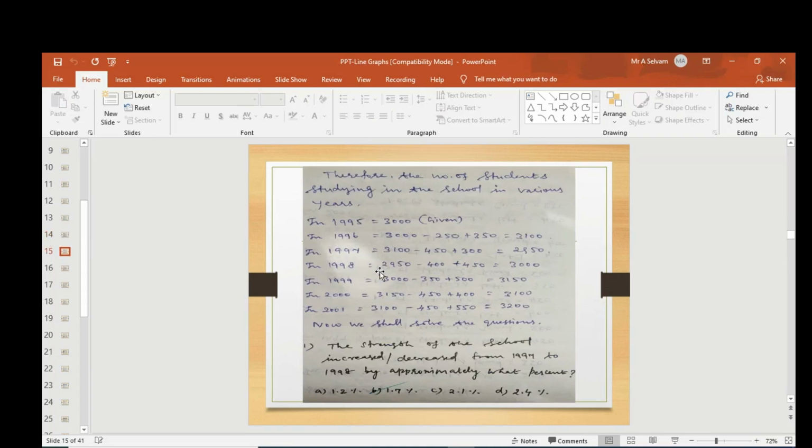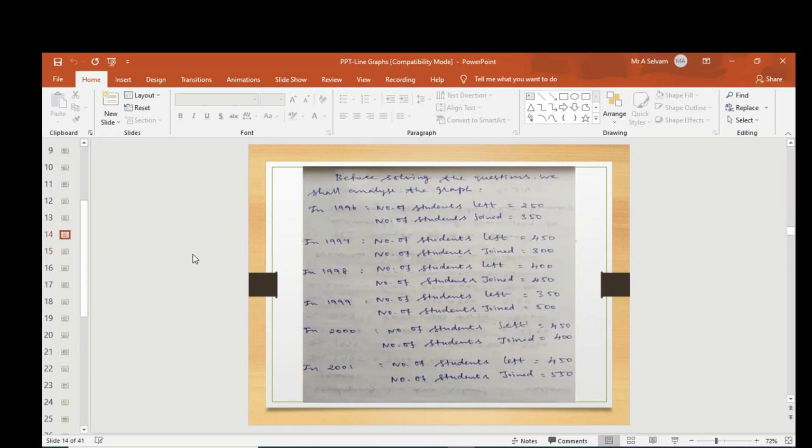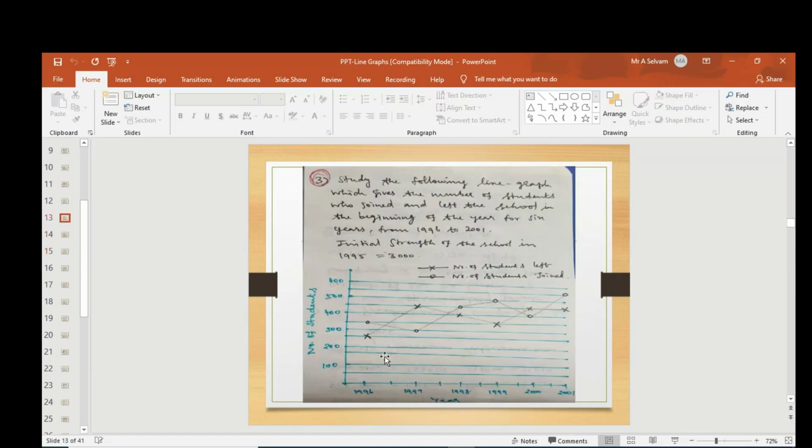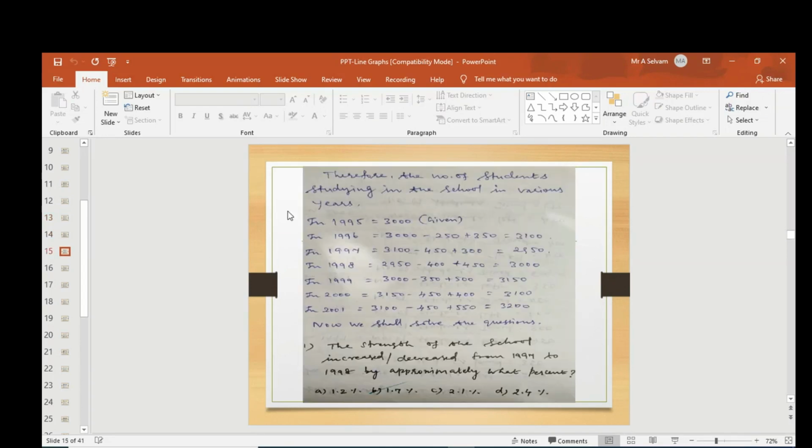Now, the number of students studying in the school in various years. Just now we segregated the number of students who have joined and the number who have left. Likewise, in a given year, we should know how many students are studying, then it will be easy to calculate. In 1995 there is no data, but they have given a key point: the initial strength of the school in 1995 is 3,000. That is a given value.